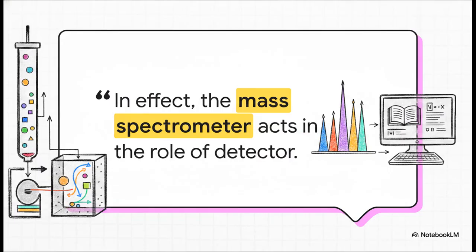And let me tell you, pairing these techniques is incredibly powerful. Because of this setup, the mass spectrometer acts in the role of detector. By hooking these instruments together, you aren't just getting a generic, basic signal that something passed through a column, you are getting the specific, highly detailed mass spectrum of every single component in that complex mixture.